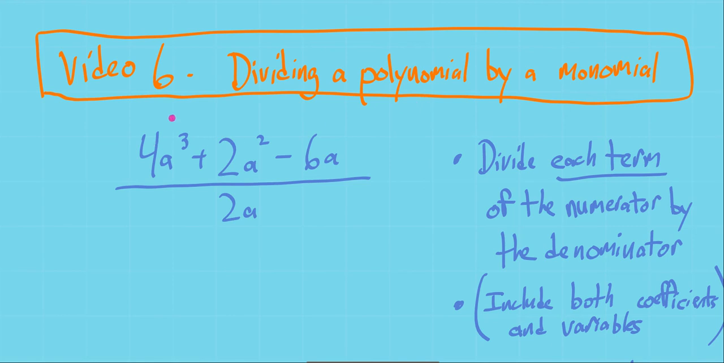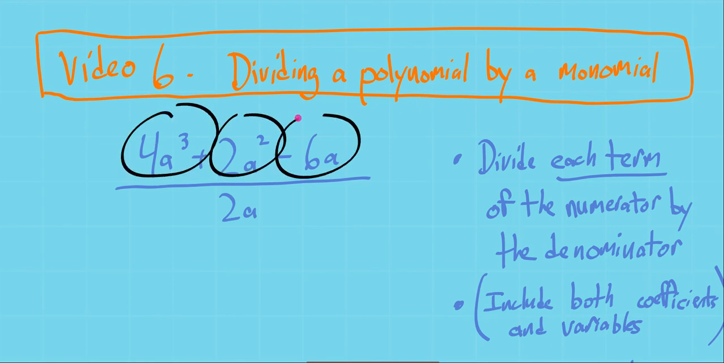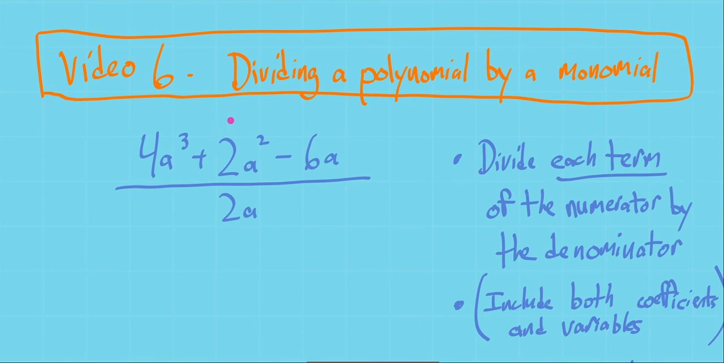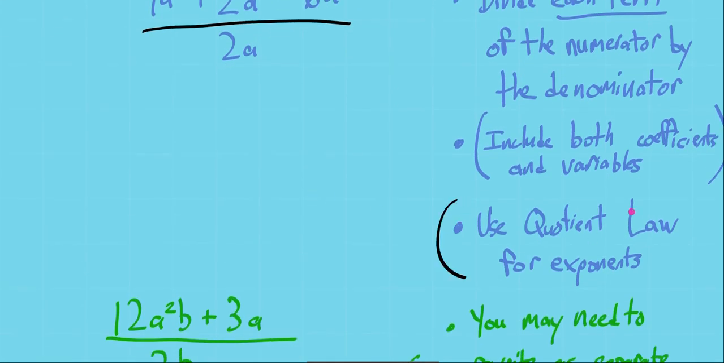So if we have a polynomial like this one, 1, 2, 3 terms, we want to divide it by a monomial like 2a. What we need to do is divide each term, so this term by 2a, that term by 2a, and that term by 2a. You got to make sure to include both the number parts and the letter parts. And if you have exponents, you can use that quotient law.